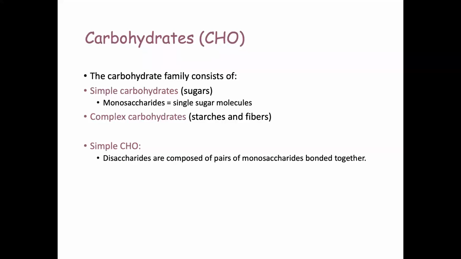So the carb family consists of those simple carbohydrates or sugars, known as monosaccharides. They are single sugar molecules, and when you put a whole bunch of those together, you get more and more complex carbohydrates. In other words, starches and fibers. The other form of simple carbohydrates include the disaccharides, which are made up of pairs of monosaccharides that are bonded together.